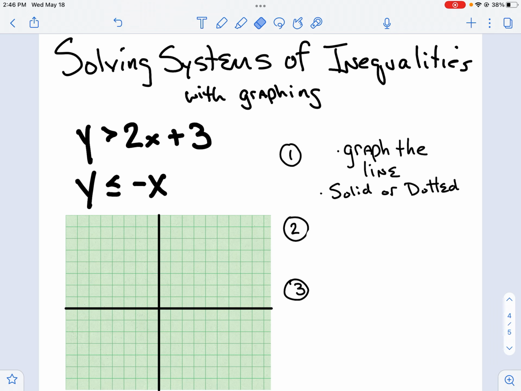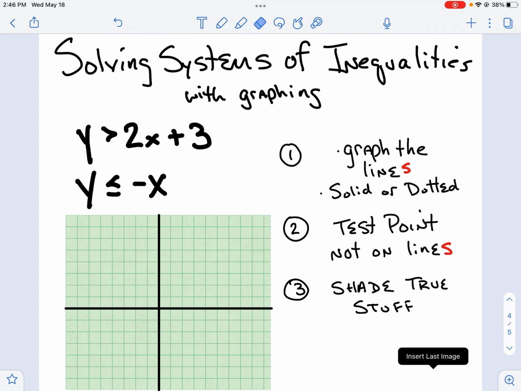The first step is you simply graph the line, or in this case, lines, that you're working with, whether they're solid or dashed. The second thing you're going to do is choose a test point not on the lines. There's usually going to be more than one line, sometimes two or more. And then shade the true stuff. That is not unlike what you're going to be doing here.